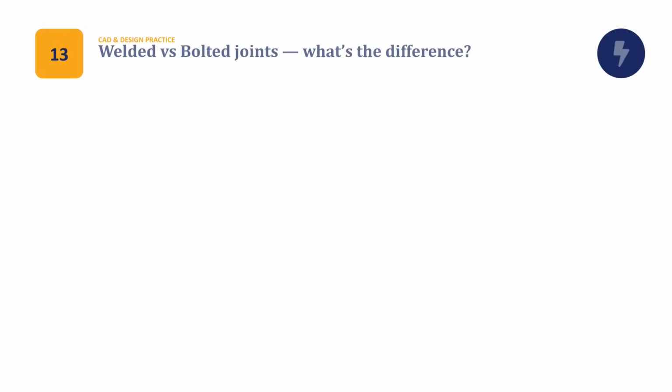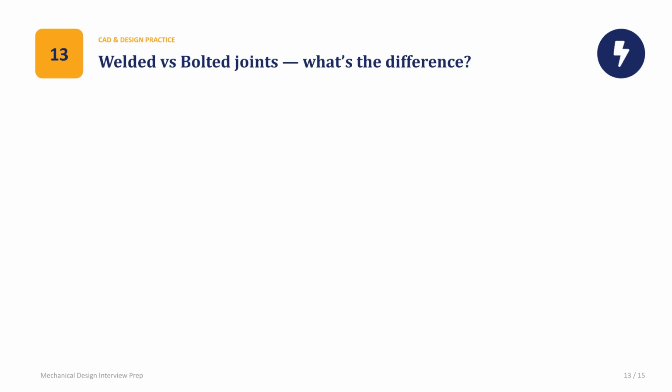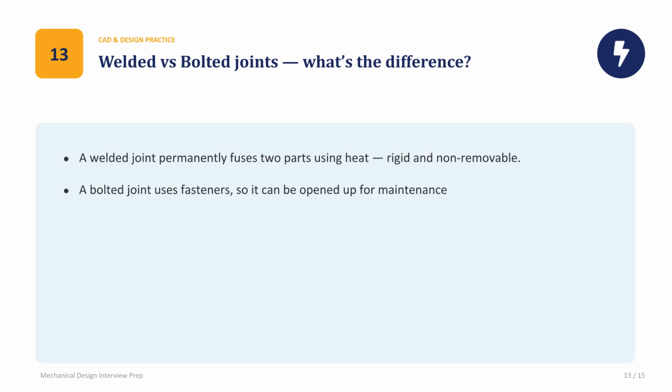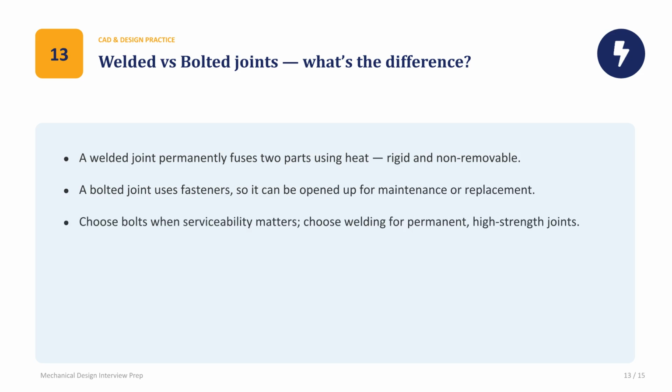Question 13. Welded versus bolted joints. A welded joint permanently fuses parts together with heat, rigid, and can't be taken apart. A bolted joint uses fasteners, so you can open it up for maintenance or replacement. Choose bolts for serviceability, welding for permanent strength.